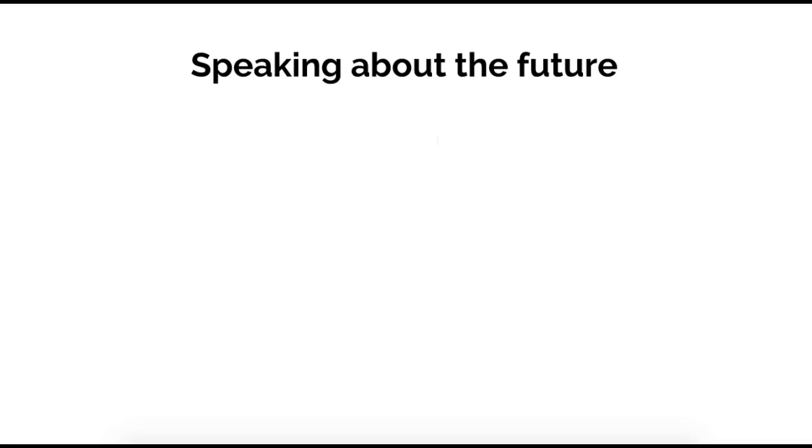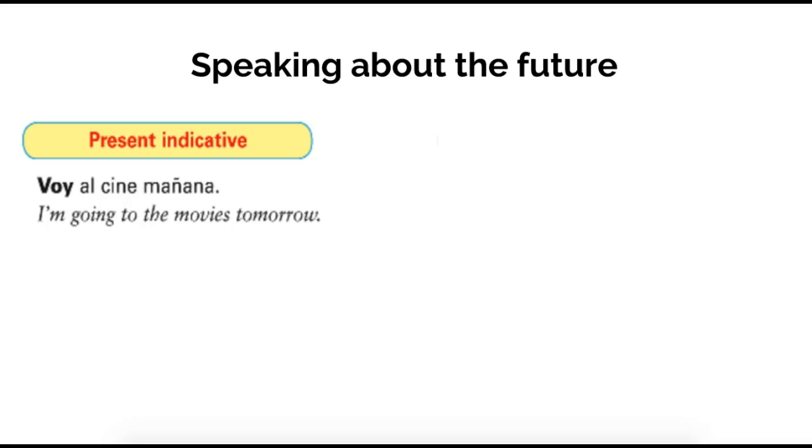We've already learned a couple of different ways that we can speak about the future in Spanish. When you learned the present tense, you learned the verb ir for to go, and so then you also learned that you can add simple words or phrases to a phrase that includes the verb ir to indicate that something is happening in the near future. In the example here, voy al cine mañana. I'm going to the movies tomorrow.